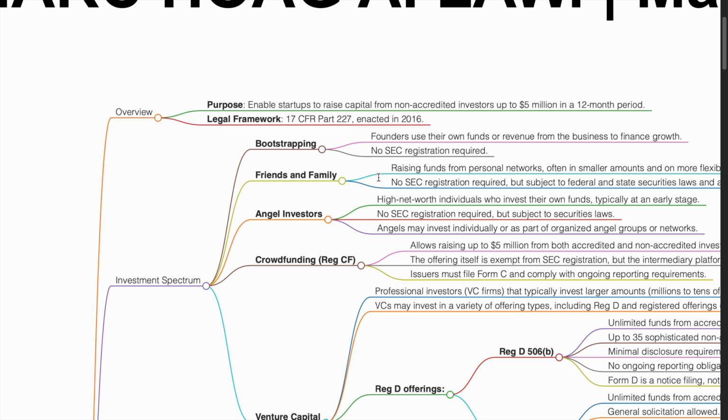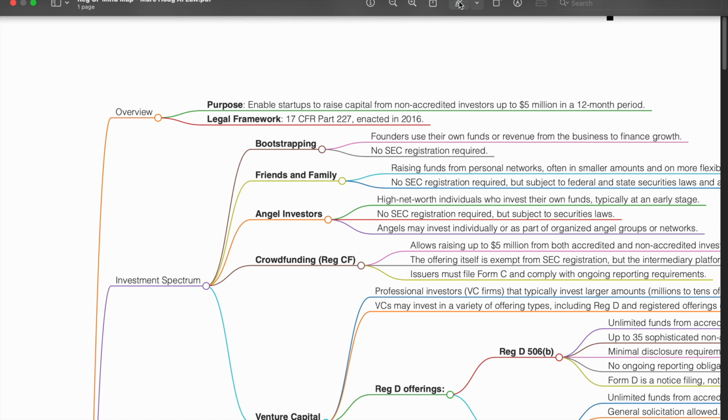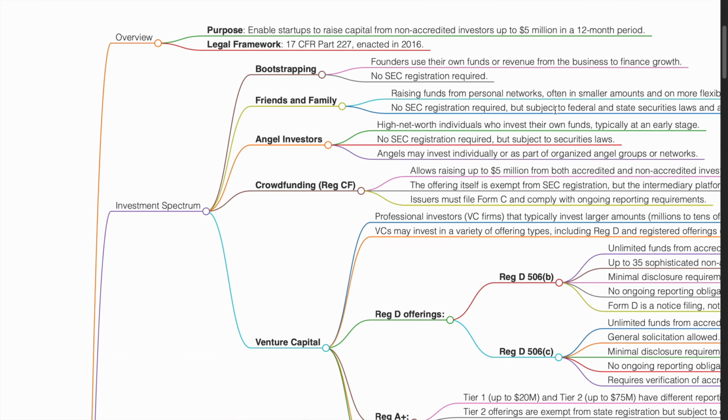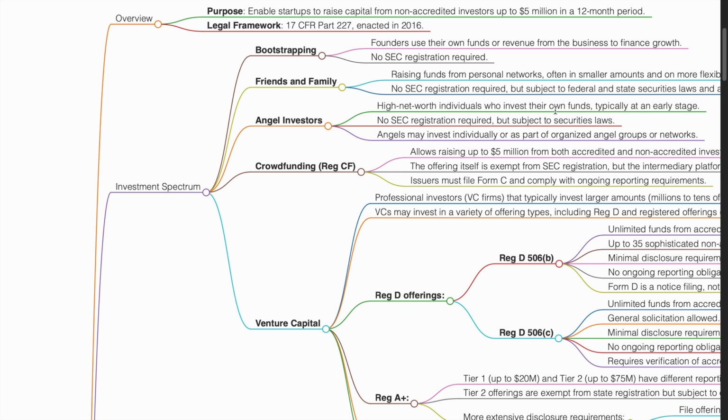So, by the way, we're going to highlight as we go along here, just to keep track, call things out that are super important. The purpose of Reg CF, regulation crowdfunding, is essentially an alternative way for startups, for people to raise capital for their companies, right? And specifically, it's to enable people to raise capital from non-accredited investors up to $5 million in a 12-month period.